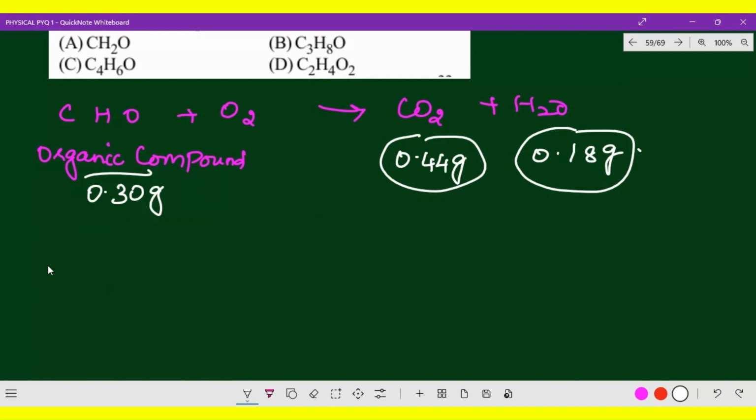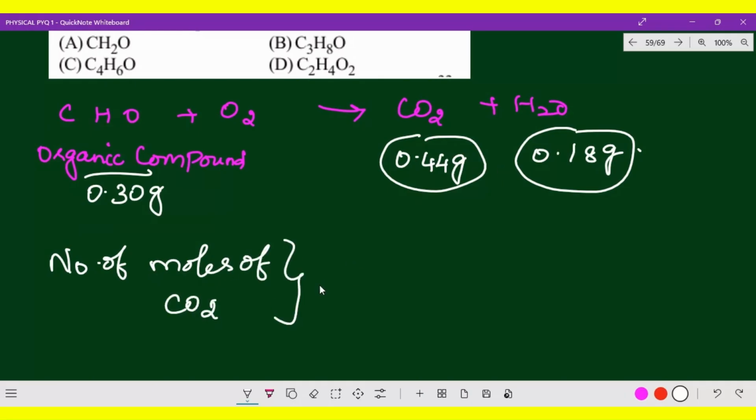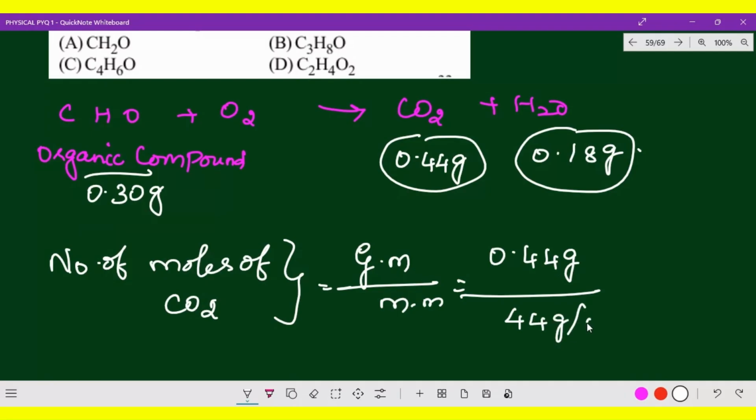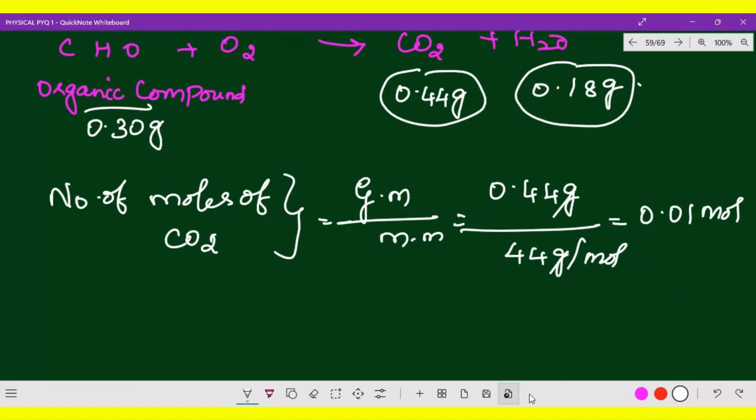Now here, number of moles of carbon dioxide, because from that product only we can go. So it is given mass by molecular mass, that is 0.44 gram divided by 44 gram per mole. So what is the answer you will be getting? 0.01 mole. This gram and gram will be cancelled, so 0.01. Now in this point, I wanted to bring the mass of carbon. So mass of carbon equals number of moles into atomic mass of carbon.